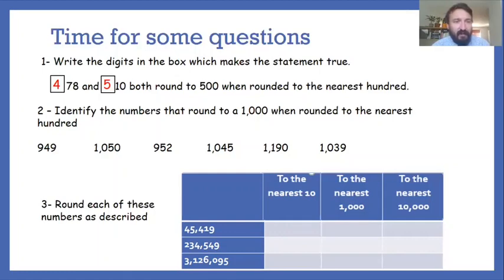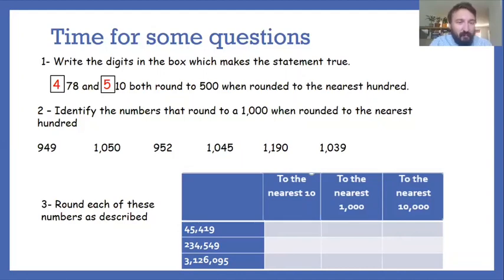Okay, identify the numbers that round to 1,000 when rounded to the nearest 100. You had a set of numbers here. So if I'm looking at my 949, I'm rounding to the nearest 100, so I'm going to look at my 900 there. I'm going to look at my 4 as the decider. Is that 5 and above? No, that is absolutely not.